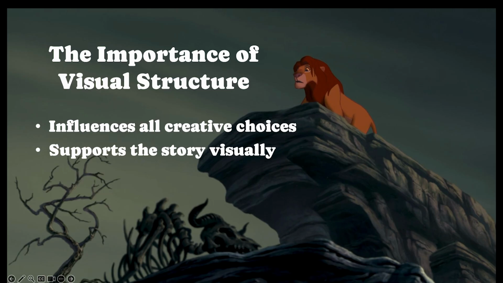So visual structure helps with decisions about blocking, set design, lens choice, and editing. And it ensures that all the visual choices work in harmony with the narrative. So in the same way that a story needs to have the right kind of progression and arc in terms of what's happening to the characters, the visual structure is just as important as the script. The visual structure and the script work together to tell the story.